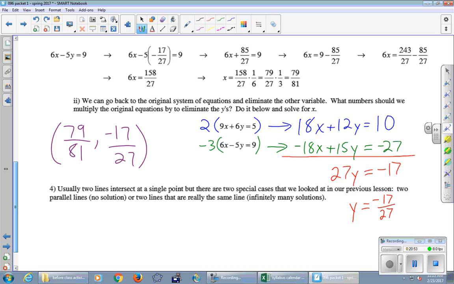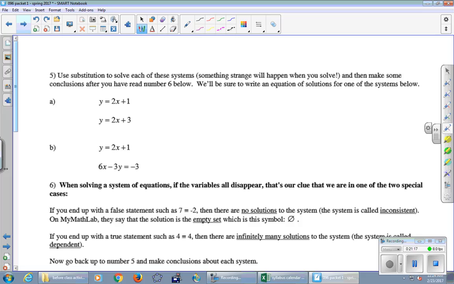Infinitely many, right? So if you're looking at a picture, like if you create a graph of two lines, then it's going to be obvious to you, oh, they intersect once, or they're parallel, or hey, I drew the same line twice. But for the techniques from this lesson, we don't draw any pictures. And so we need another thing that's going to cue us in to the fact that we're in one of these special parallel or the same line cases. So that's what we need to discover here on the next page. Number 5, use substitution to solve each of these systems. Something strange will happen when you solve, and then we're going to make some conclusions after reading number 6.